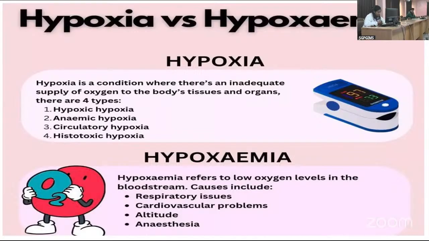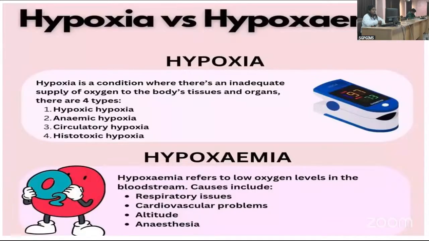And what is histotoxic hypoxia? It is the impairment of cellular metabolism of oxygen despite adequate delivery. The body has adequate delivery, but there is impairment of cellular metabolism, so the cells are not able to metabolize. Okay, so now let's ponder upon hypoxemia. Hypoxemia refers to a low oxygen level in the bloodstream. Its causes include respiratory issues, cardiovascular problems, altitude, and anesthesia.